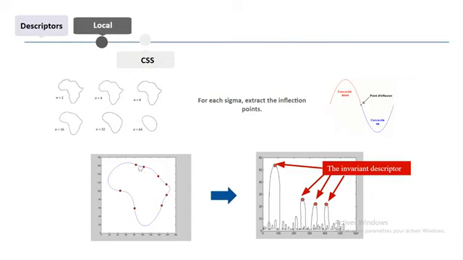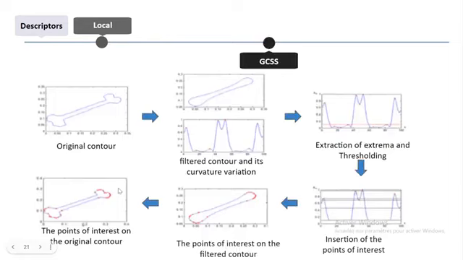And given these points, for example, we are extracting the kappa maximum points. The points with maximum value are the invariant descriptors. So, for example, in the case of a shape, these points are the descriptors of this shape because they are the inflection points describing the shape. Now, in this case, we are only taking the maximum values.